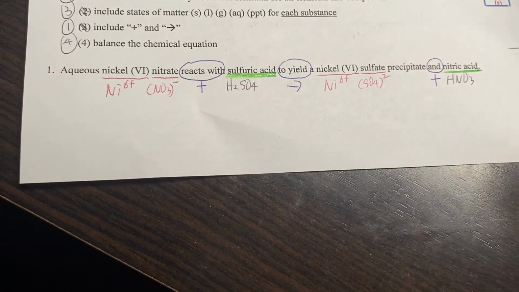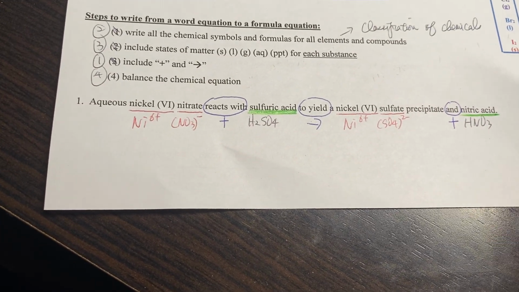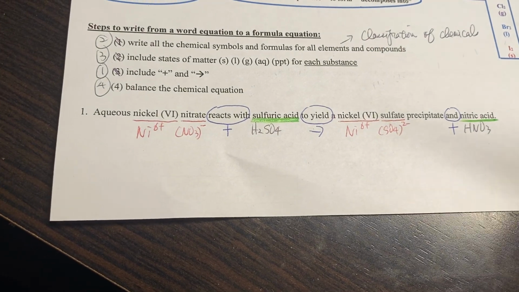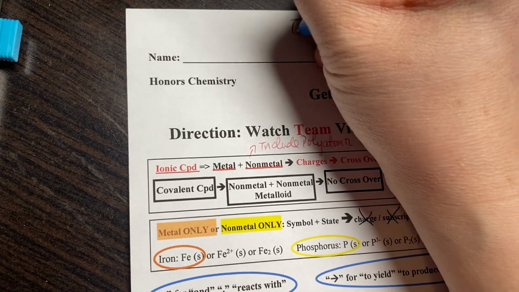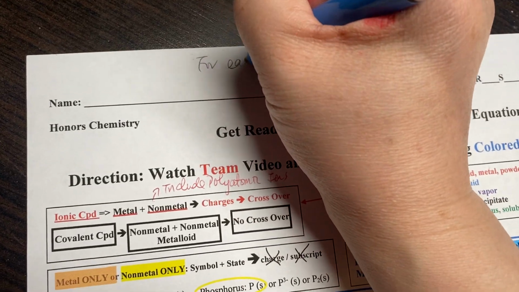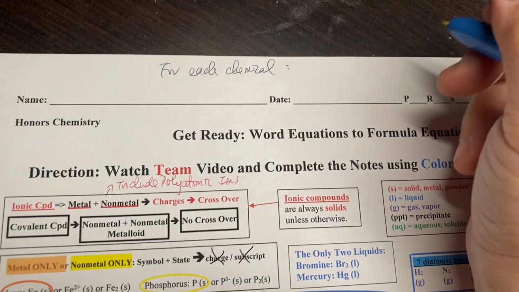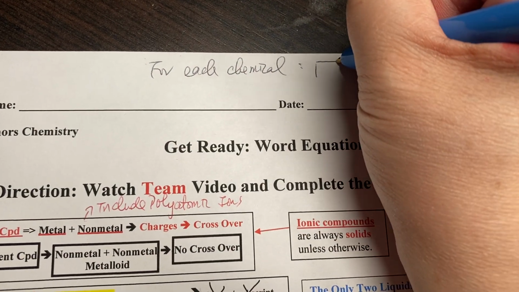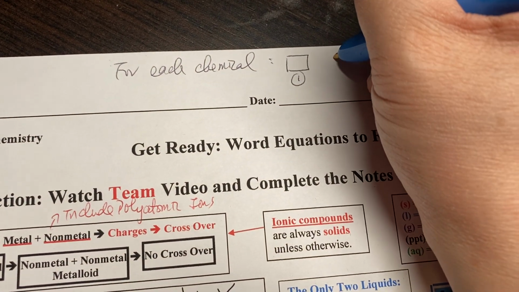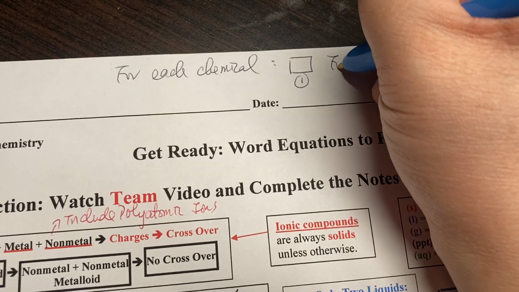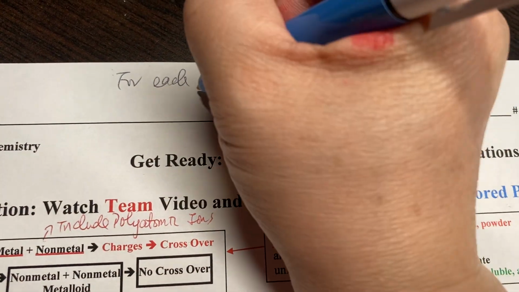Okay, so this is my scratch work, like a starting point. Now we can put them together with the balancing and the state formula. Now you can write it on the top. For each chemical, you always have three things. You always have a box. Number one, this is the coefficient box. Number two, you always have the formula.